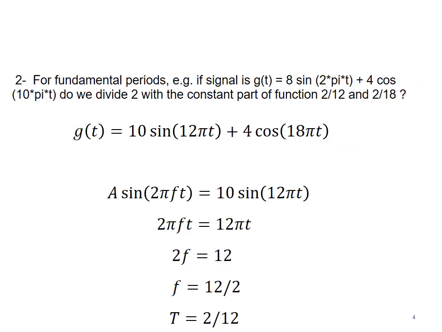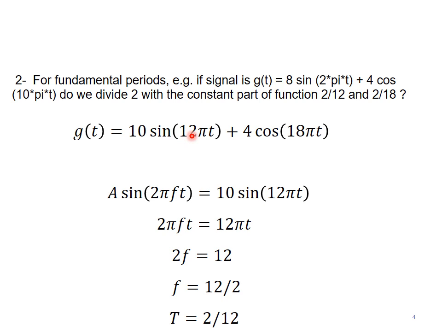This query, the student is asking about the fundamental period. So for fundamental period, for example, if the signal is given by this expression, do we divide 2 with the constant part of the function? And the constant part of the function, I believe what you are referring to is this one, whatever is inside the bracket, not this one, because this constant is basically amplitude, right? And this constant is basically amplitude.